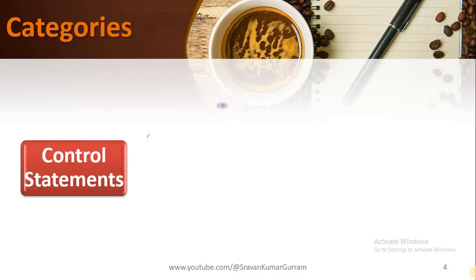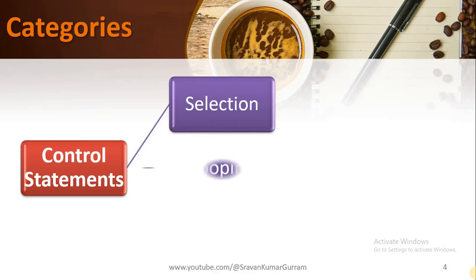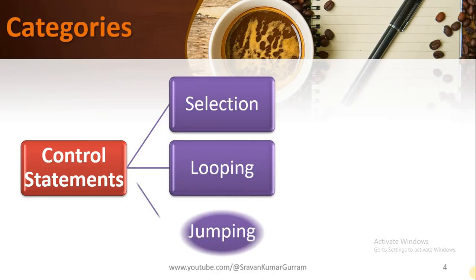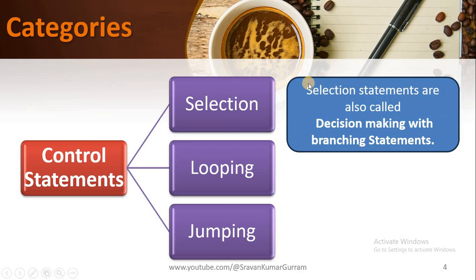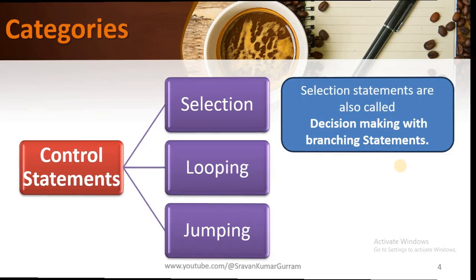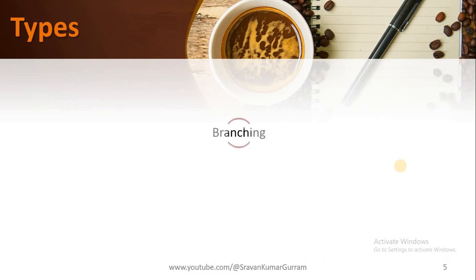In the last session, we started the discussion about the control statements, and we covered that we have three categories in the control statements. Those are selection statements, looping statements, and jumping statements. The selection statements are also called decision making or branching statements. Some people may call it simply branching statements also. Now let us see the different types of the branching statements.